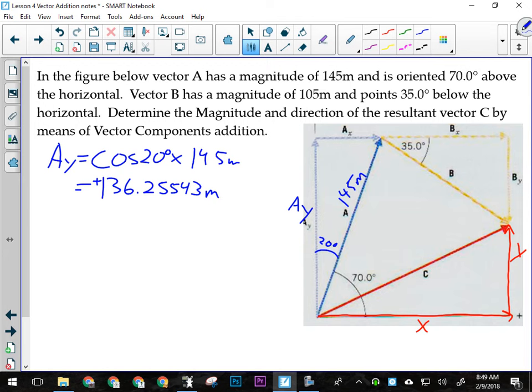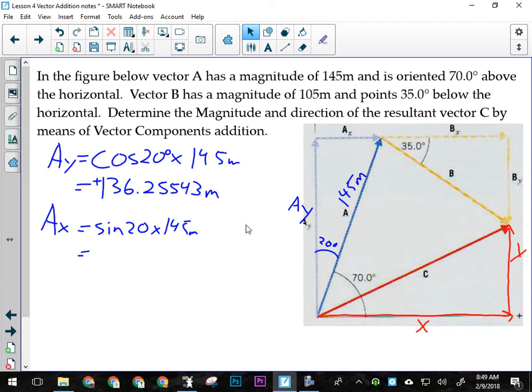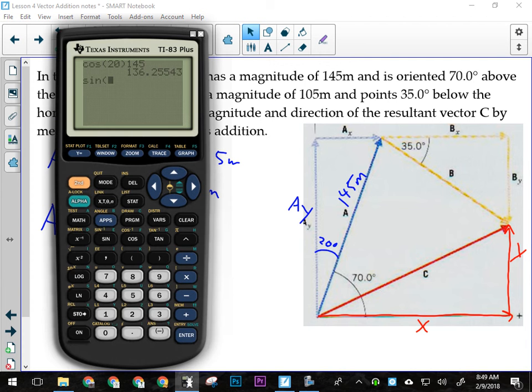All right, so next thing I got to calculate is AX. So AX is going to be the opposite side. So I'm going to use the sine of 20 times 145, and that'll give me the blue X. All right, so 49.59292.